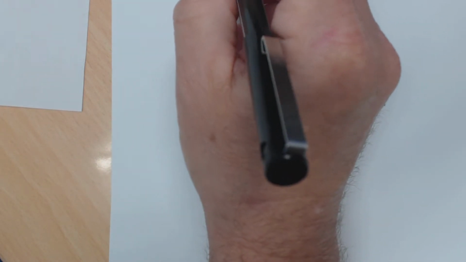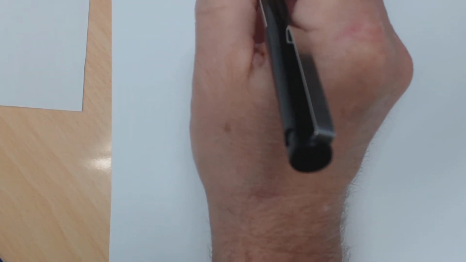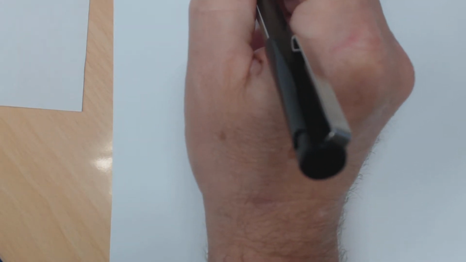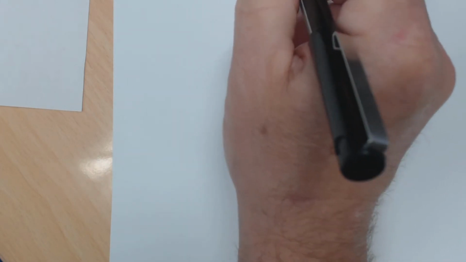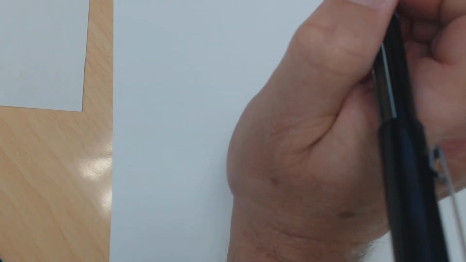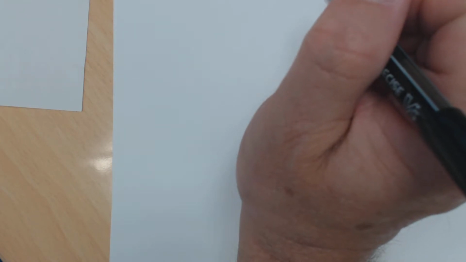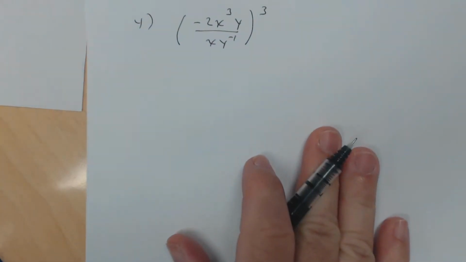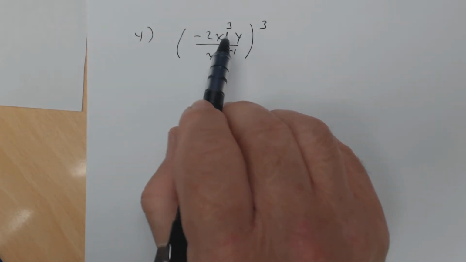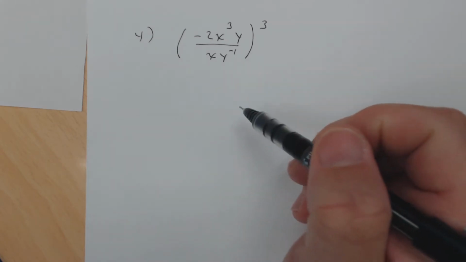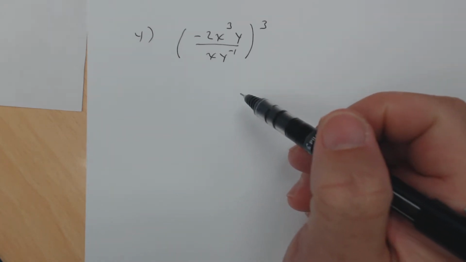All right, number 4. You have negative 2 x to the 3rd power y divided by x y to the negative 1, and all that is being raised to the 3rd power. So negative 2x to the 3rd power y divided by x y to the negative 1, and all that is being raised to the 3rd power.